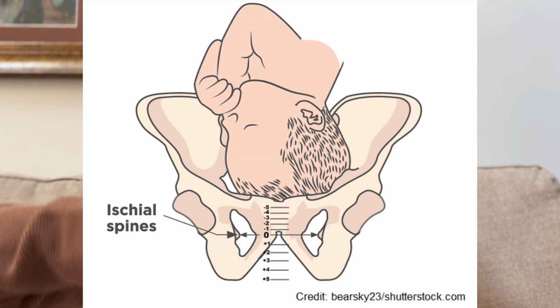It goes from -5 to +5. So when it's -5, your baby's head's still kind of high up in your body. And a lot of providers, if they were doing cervical checks, might tell you you're ready to push at like +1 station. But it can be better to wait till +2 or +3 station.